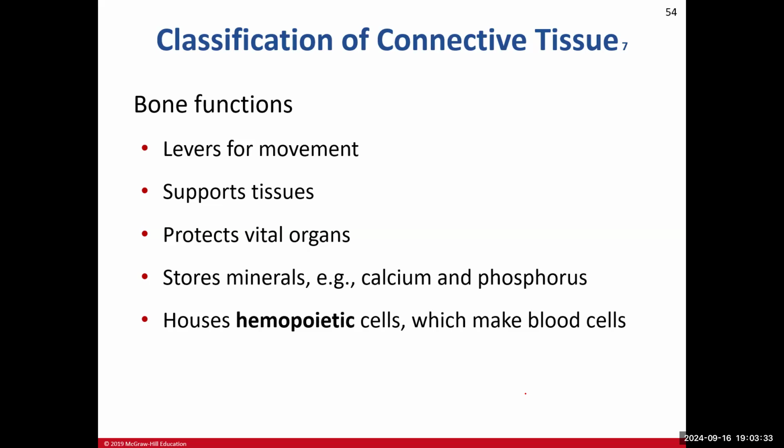Supporting tissues: certain tissues will attach onto your bone to help keep it from flopping around inside of your body. Muscles attach to your bone. So again, the bones make a great support site for other tissues to attach onto.